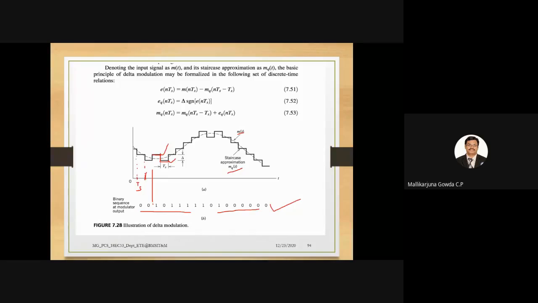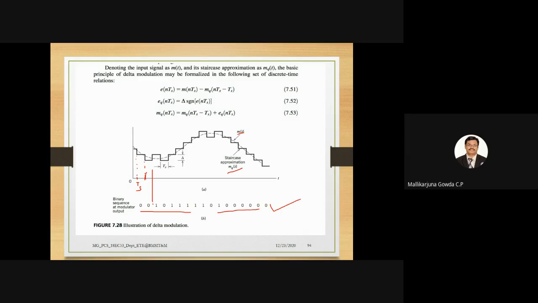So here, this dashed line is my analog input signal. I need to convert this analog input signal into an equivalent digital signal, zeros and ones. How do I do that? First I do the approximation. I will come to how I do that approximation later. For example, this staircase is the approximated signal of this analog signal. I start sampling at Ts, 2Ts, 3Ts, 4Ts and so on.